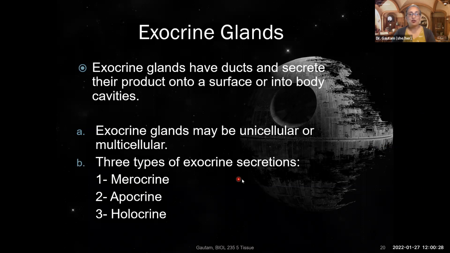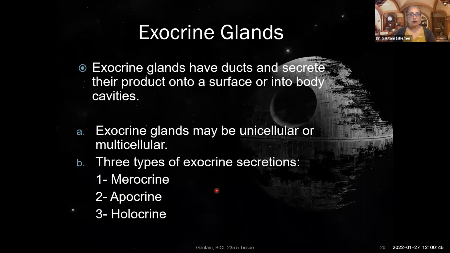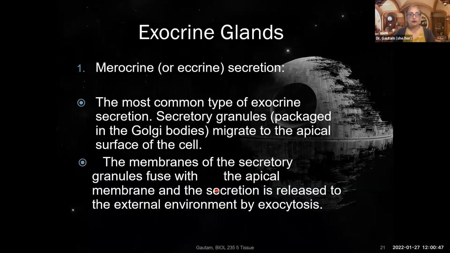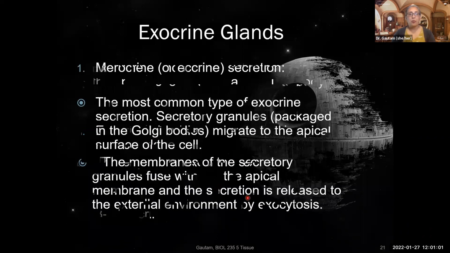Okay, so there are three types of exocrine secretions: merocrine, apocrine, and holocrine. So let's take a look at the unicellular, multicellular, and then we'll learn what merocrine, apocrine, and holocrine are. Okay, we'll talk about the different structures and shapes of the exocrine glands, whether they're unicellular or multicellular. First, we'll talk about this.